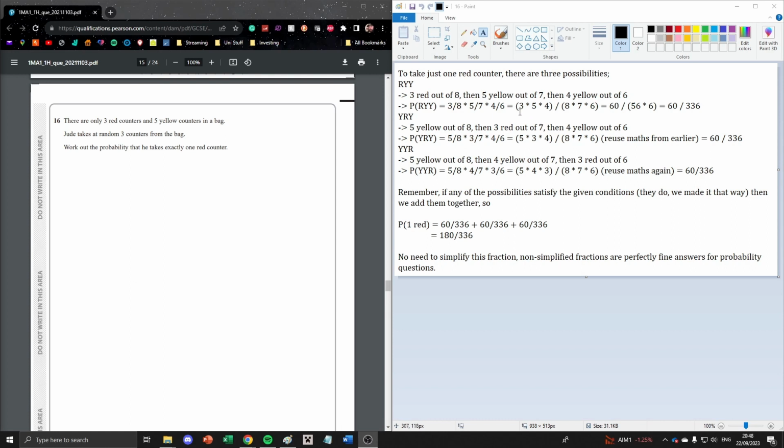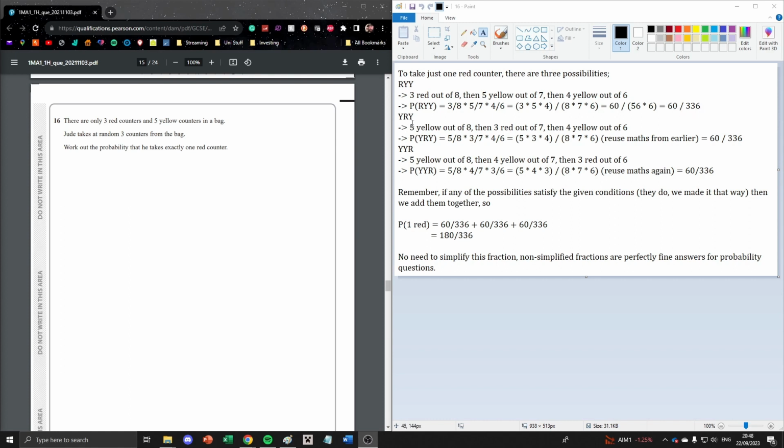So obviously, if we multiply fractions together, we multiply the numerators together and the denominators together. So in this case, 3 times 5 times 4 divided by 8 times 7 times 6. So 60 divided by 8 times 7 times 6, which is 336, which gives us 60 over 336.